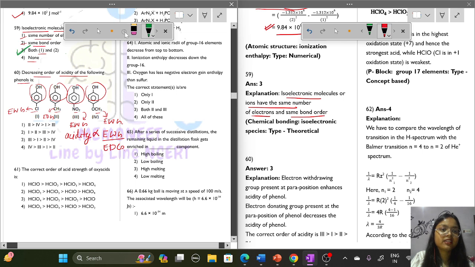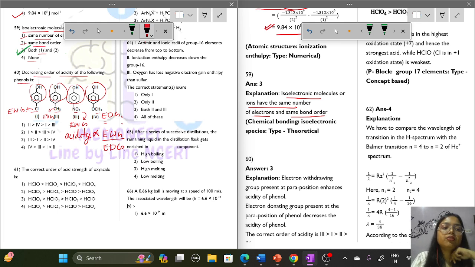Okay, OCH3 is an electron donating group. So let's focus on the order. Electron withdrawing group, this 1 and 3. These both are electron withdrawing groups, which means that one of these will be most acidic. So on considering the order of acidity now, or you can say order of electron withdrawing group.